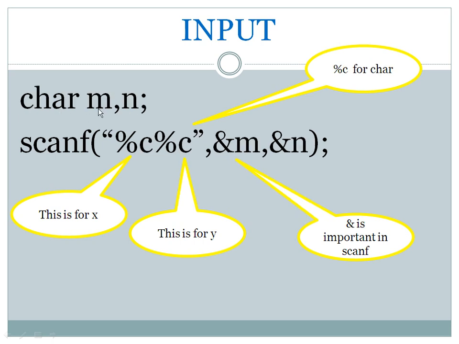If we declare two variables m and n of type character, and we want to take input from the keyboard, we have to use %c. The first %c is for m and the second is for n. Ampersand is compulsory. So to take input from the keyboard, we use c for character, f for float, and d for integer.